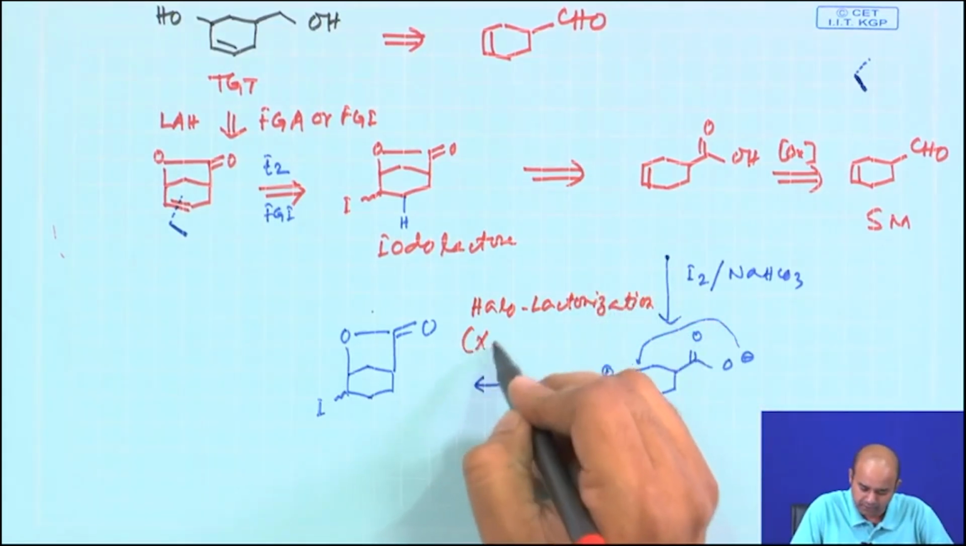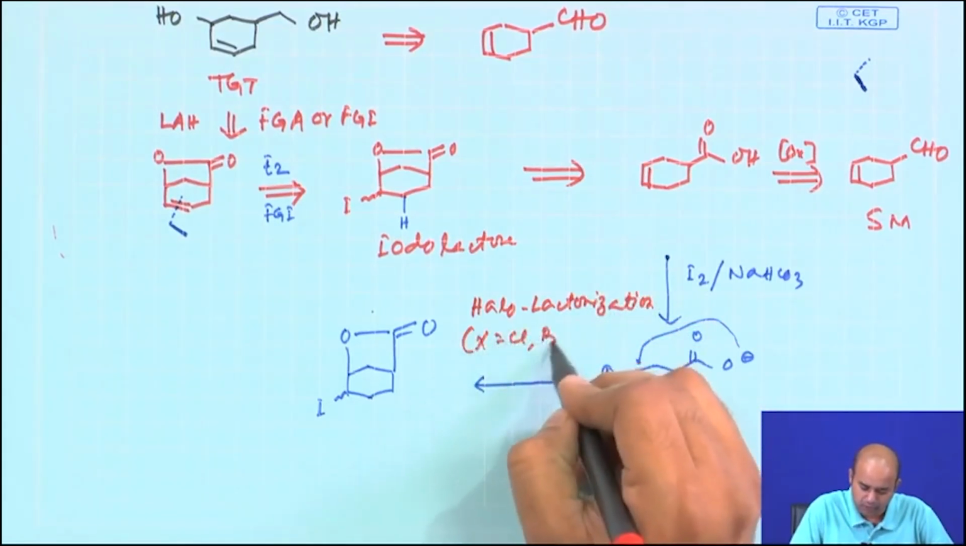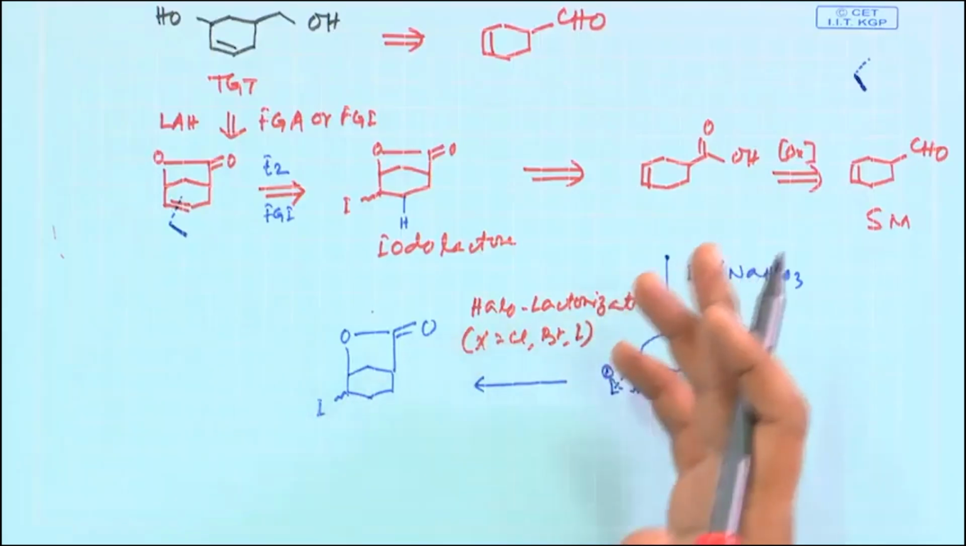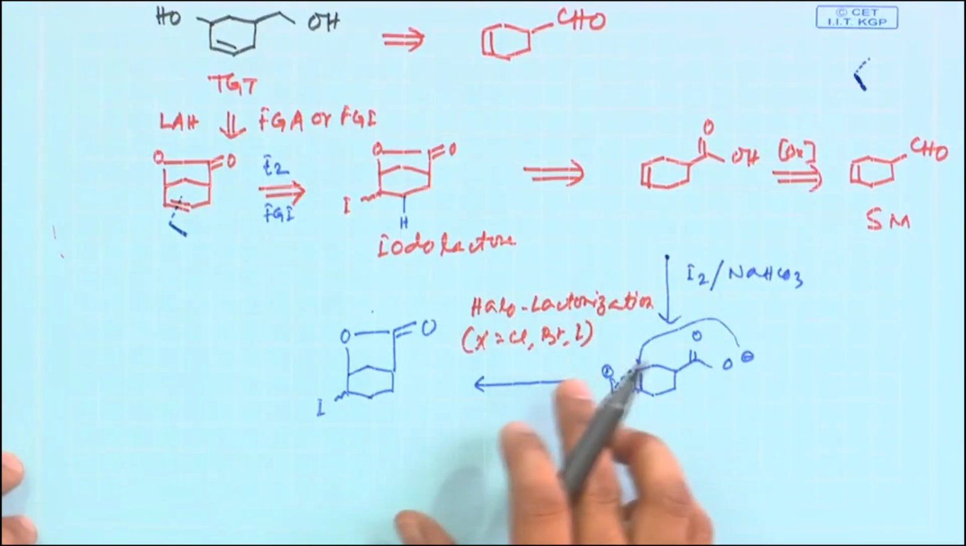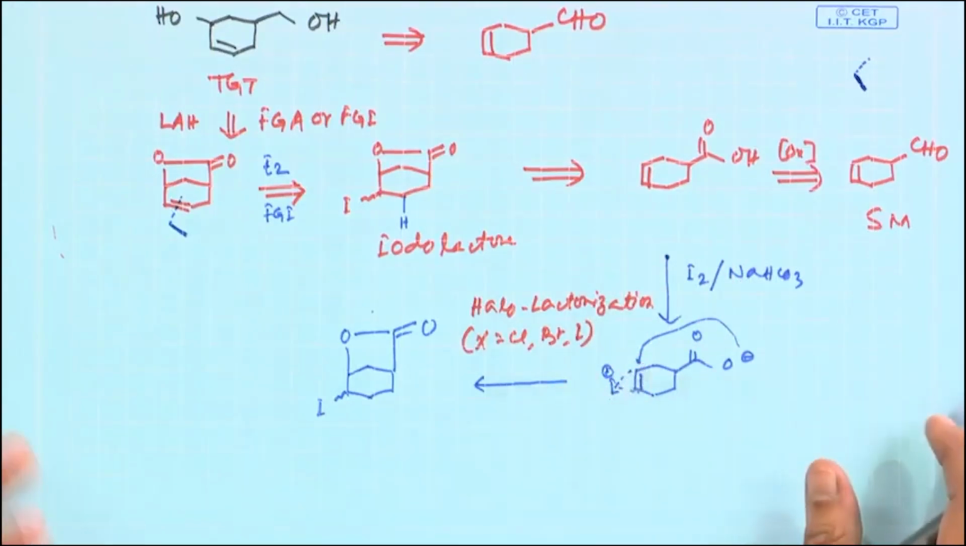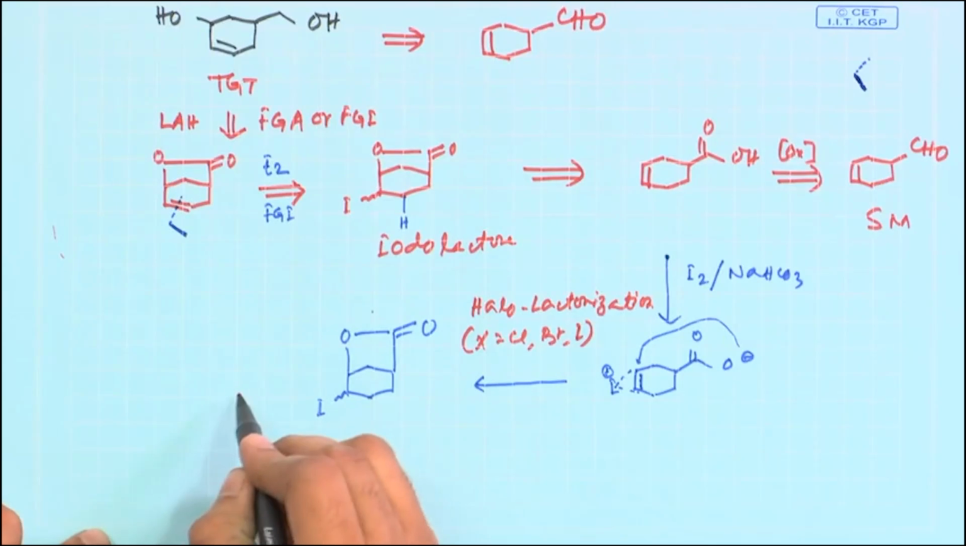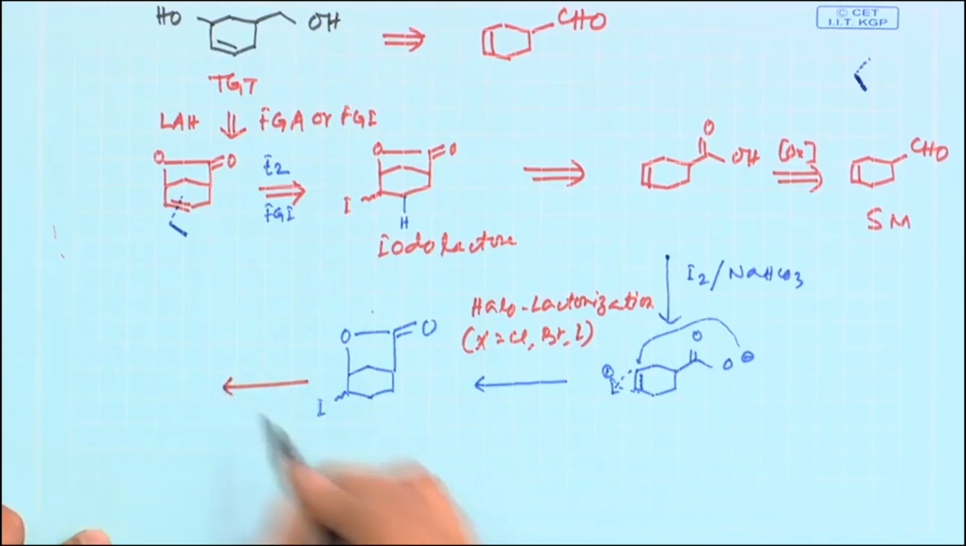So, if you use X equal to chloro, it is called chlorolactonization. If you use X equal to bromo, it is called bromolactonization. If you use iodo, you can call this iodolactonization. Normally we prefer iodo because the next step is an elimination reaction, and iodine compounds are good leaving groups. So, they can follow the subsequent pathway. So, your next path is absolutely fine. Now, you can do a simple elimination by a standard base.